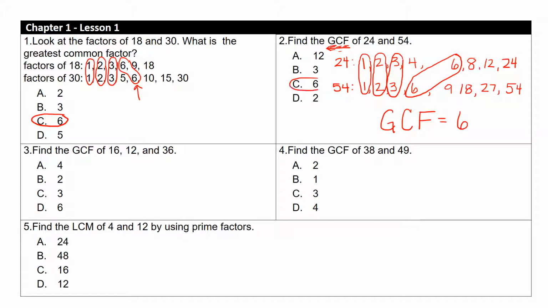So to find the greatest common factor, you have to work backwards. You have to find the factors, circle the ones that are in common, C, and G, which of the ones you circled is the greatest. All right, we're going to do the same thing, but this time we have 3 numbers. I like to list the numbers in order from least to greatest. So we have 12, 16, and 36.